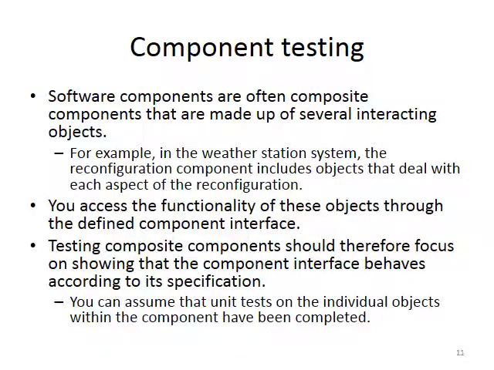Next one is component testing. Components are composite components that are made up of several interacting objects. So what actually happens here is, there can be several objects. For example, in an academic system, you may have an object defined as a student, an object defined as a faculty, an object defined as an administrator, an object defined as a university, an object defined as a department. So they may be interacting with one another.